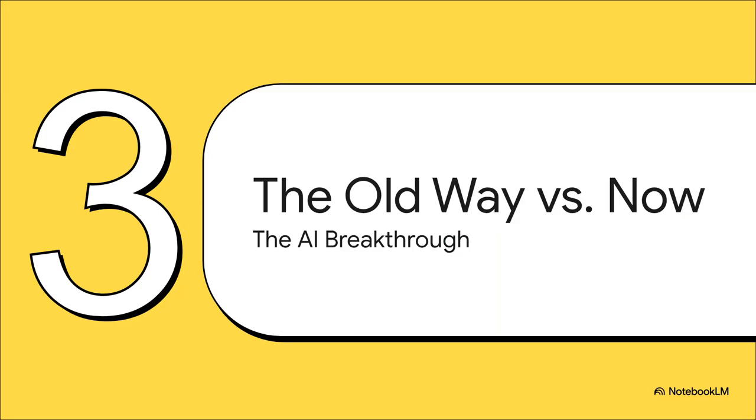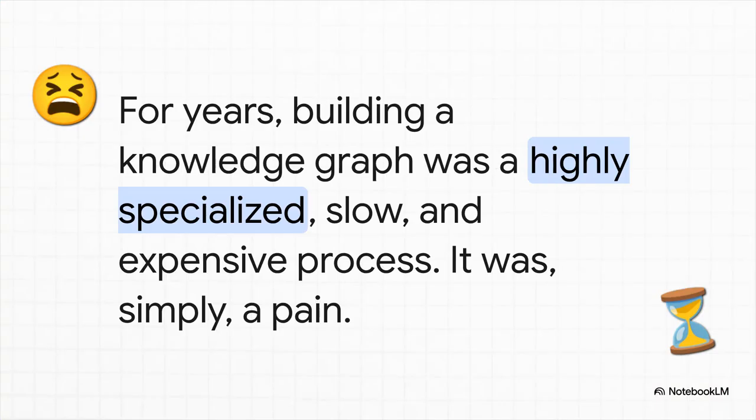Okay, so if these things are so powerful, why haven't they been everywhere? Well, for years, there was a major bottleneck. Let's look at the AI breakthrough that completely changed the game. For the longest time, building a knowledge graph was, to put it mildly, a real pain. It was this super specialized process that was slow, crazy expensive, and pretty much out of reach for most people.